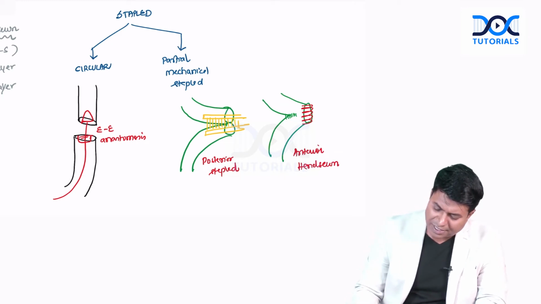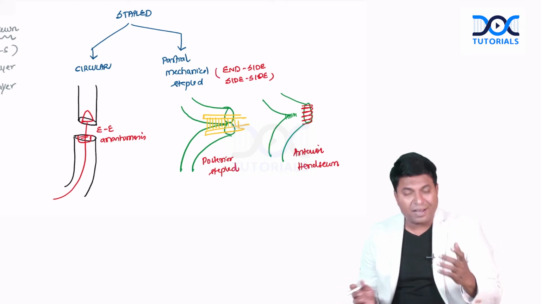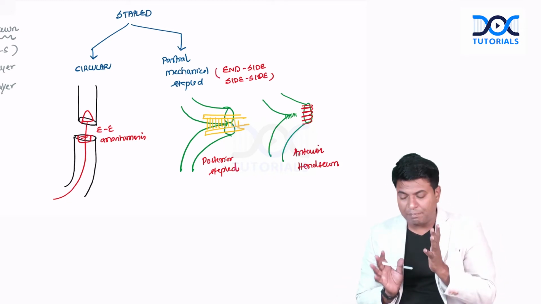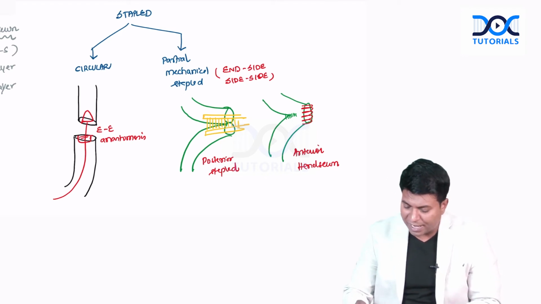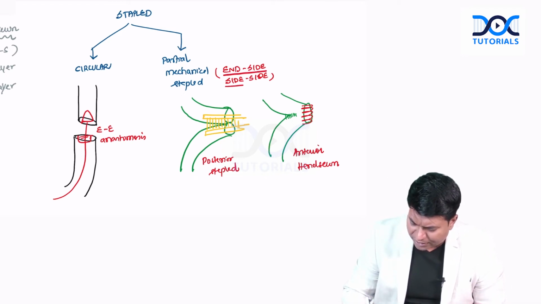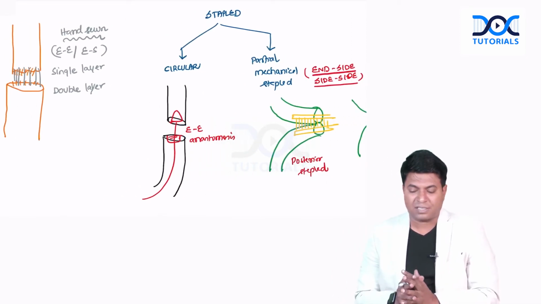So this is mentioned as end to side or side to side. It can be either end to side or side to side, but anyhow it is a partially mechanical stapled anastomosis. End to side or side to side anastomosis done. This is stapled anastomosis. So these are the various techniques of anastomosis.